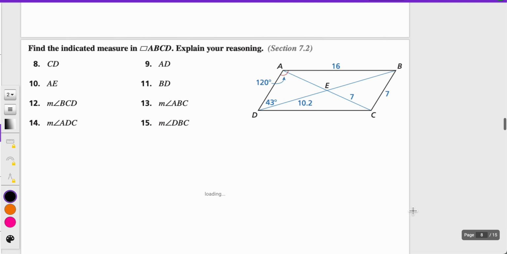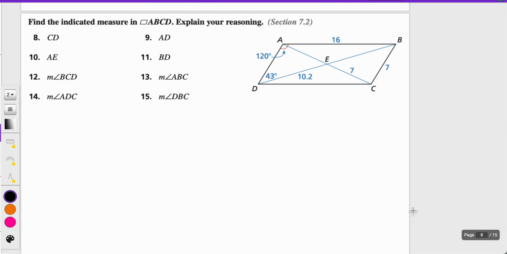Up next, I have find the indicated measure in ABCD and explain your reasoning. So with CD, I'm going to have to say that CD is equal to 16, because when you have opposite sides, they're going to be equal. For number 9, AD is here, and that's also going to be equal to BC, opposite sides.